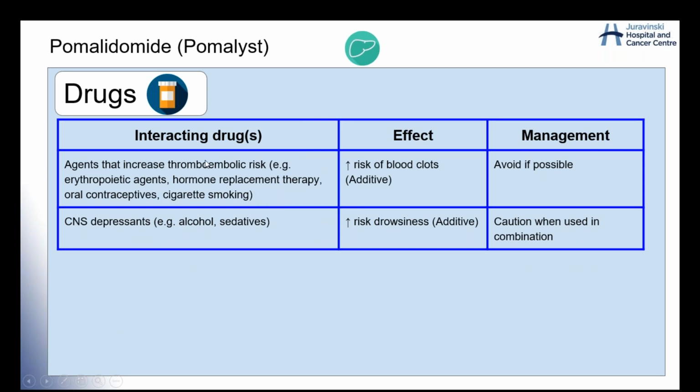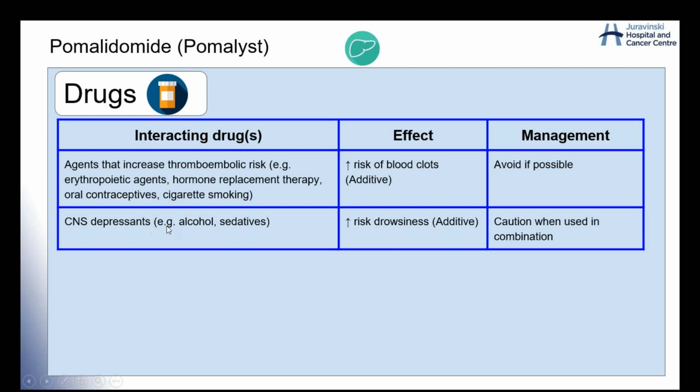Agents that increase the risk of heart attacks include hormone replacement therapy, oral contraceptives, cigarette smoking, which is an important factor, and also erythropoietic agents. These increase the risk of blood clots and should be avoided if possible.